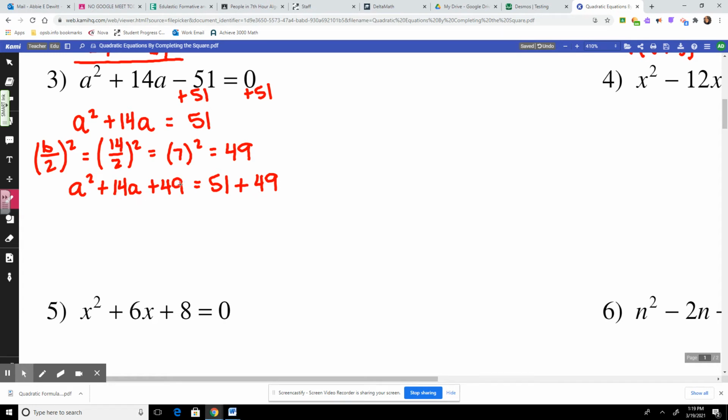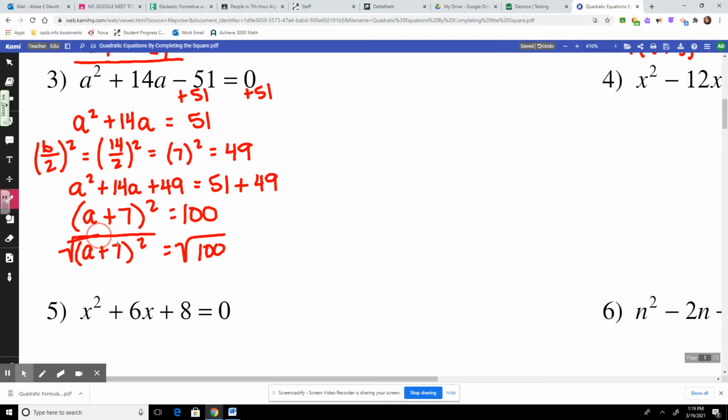Now the square root of 49 is positive or negative 7. I need positive 14, so I'm going to use positive 7. A plus 7 squared equals 51 plus 49, and 51 plus 49 is 100. And what is the square root of a plus 7 squared? And the square root of 100?